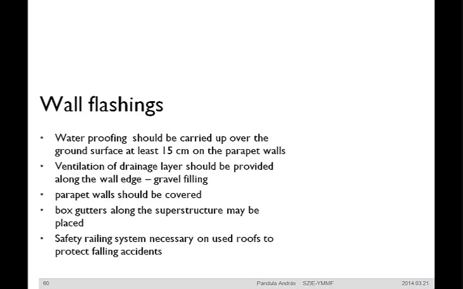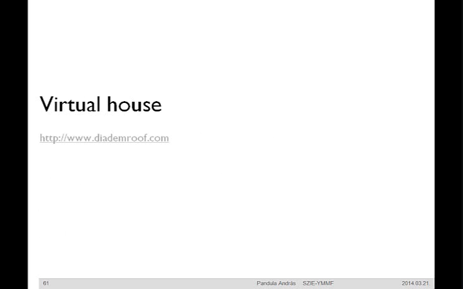It is also very important to place box gutters, which you have seen in the previous slides, along the superstructure. These gutters prevent water accumulation and also play a fire protection role. It's also important to provide a safety railing system on the roof structure to protect against falling accidents.